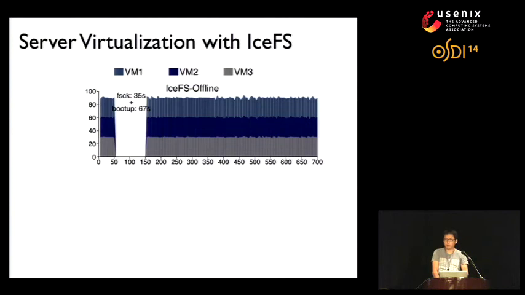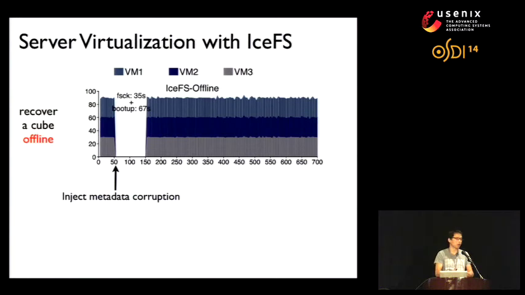From time 0 to 50, they run normally. At time 50, we inject a metadata corruption in VM1's virtual disk image. In this case, we have 2 options. First, we just shut down the file system and run fsck, but we only check 1 cube instead of the whole file system. So the file system checking time is much shorter. After the checking is finished, you boot up all 3 virtual machines to run again.